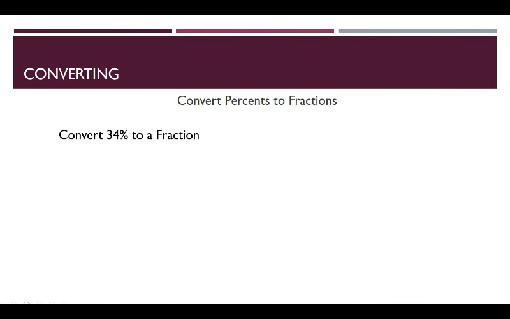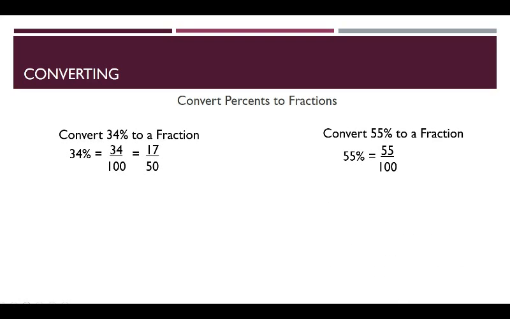To convert 34% to a fraction, drop the percent sign and put the number over 100, and then simplify to get 17 over 50 as the final fraction. To convert 55% to a fraction, drop the percent sign, put the number over 100, and simplify. The final answer is 11 over 20.